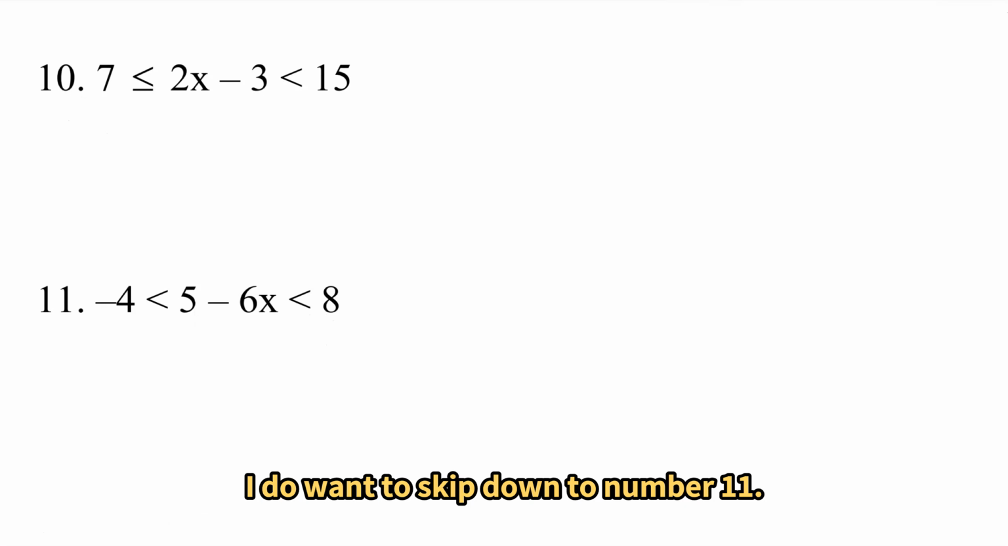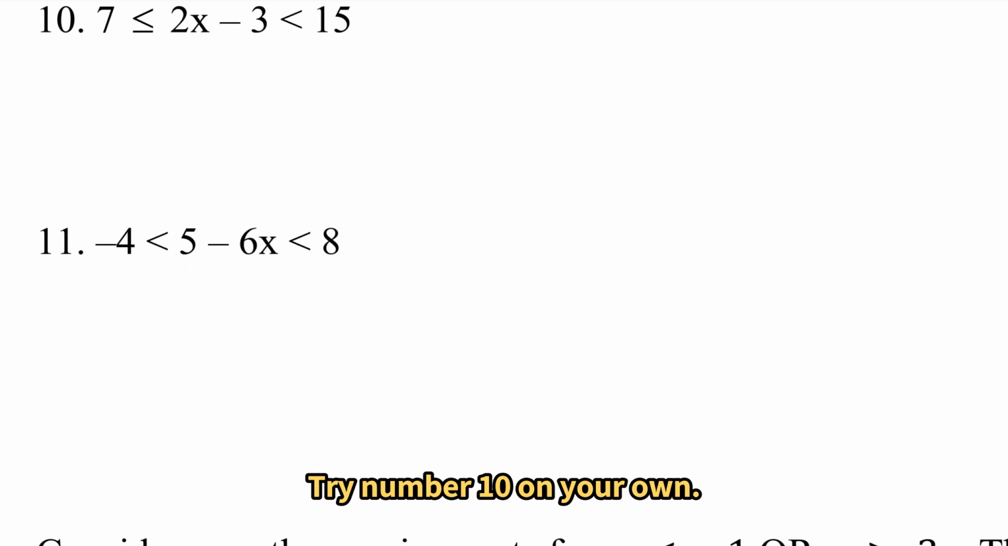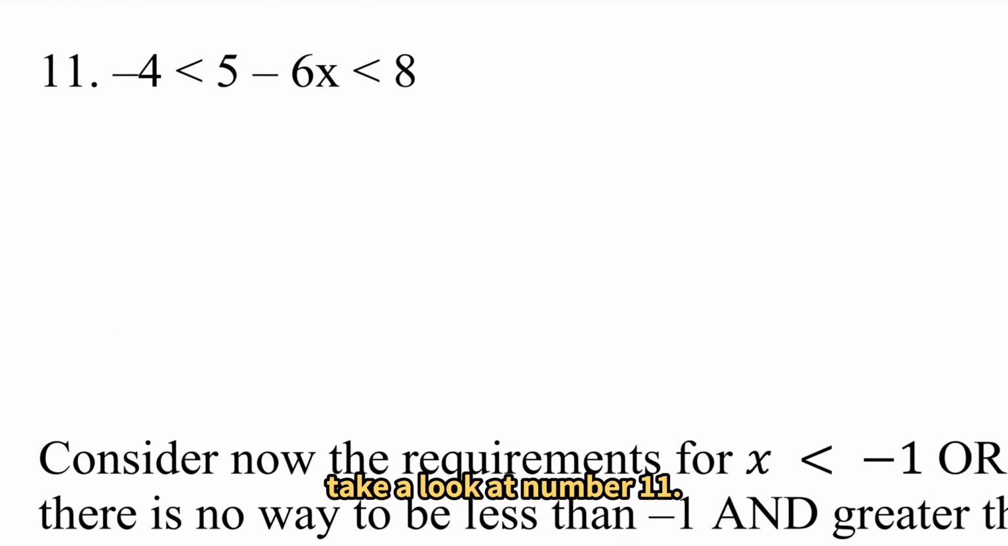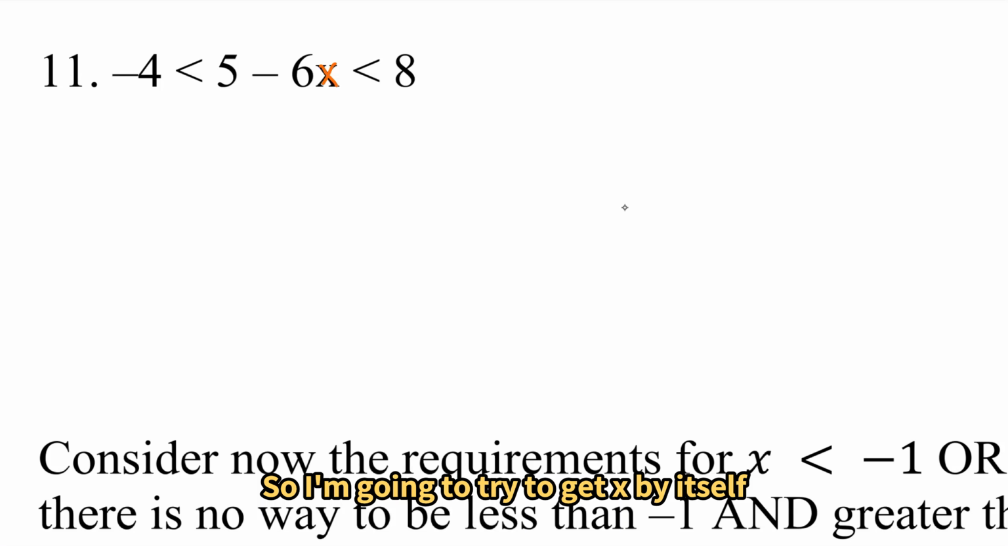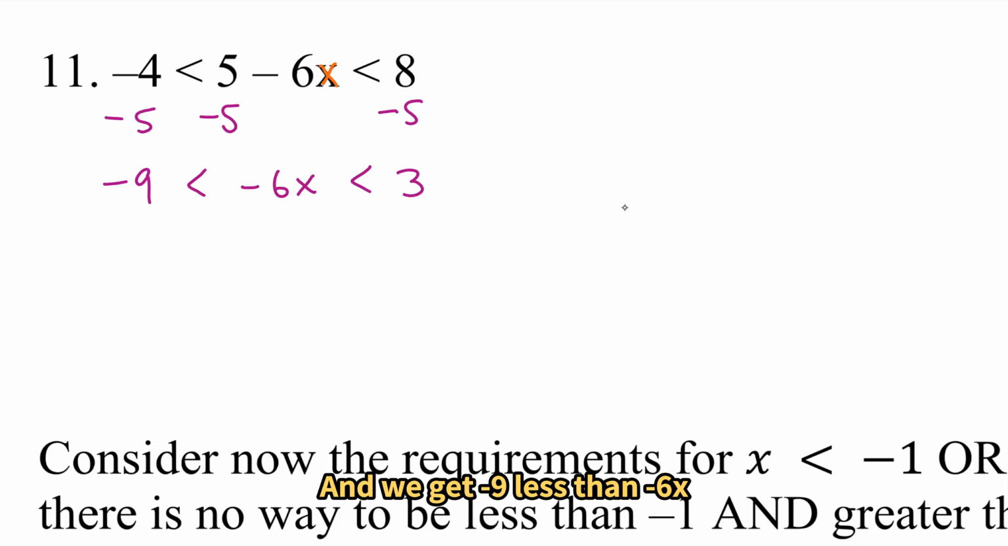I do want to skip down to number 11. Try number 10 on your own. Take a look at number 11. -4 less than 5 minus 6x less than 8. I like doing the three-part inequality because it requires a little bit less work. It just requires me to pay a little bit more attention. So I'm going to try to get x by itself in the middle. First up, I'll subtract 5 from all three parts. And we get -9 less than -6x, less than 3.